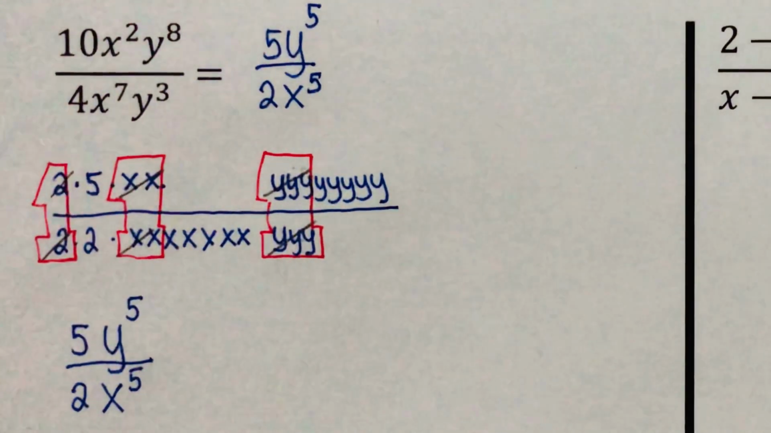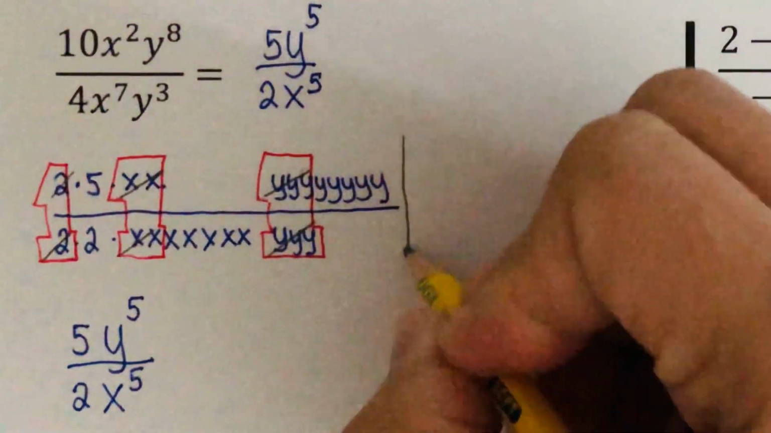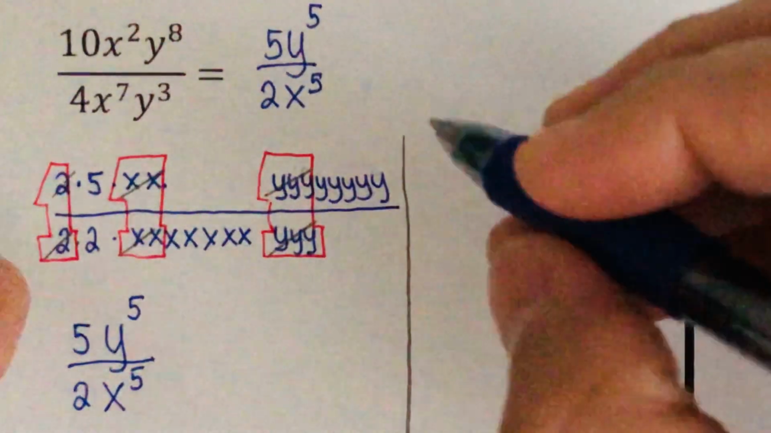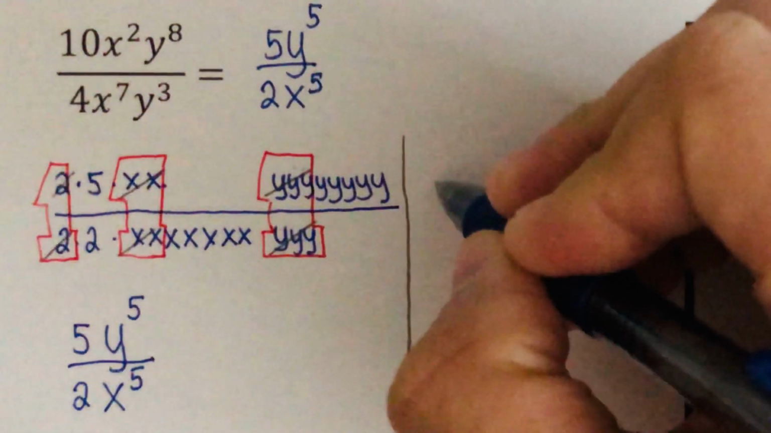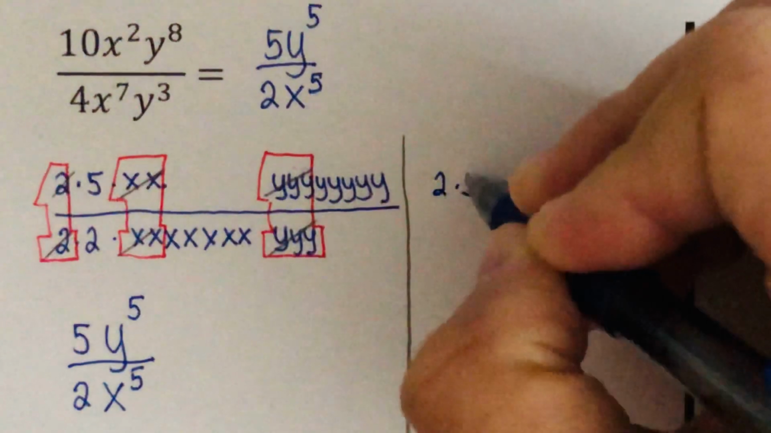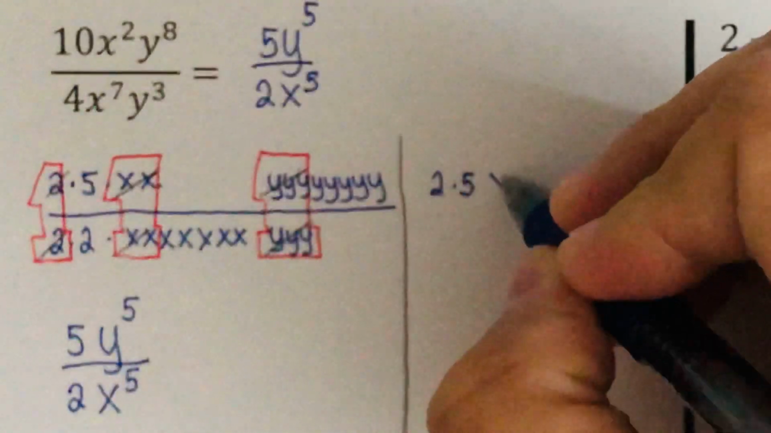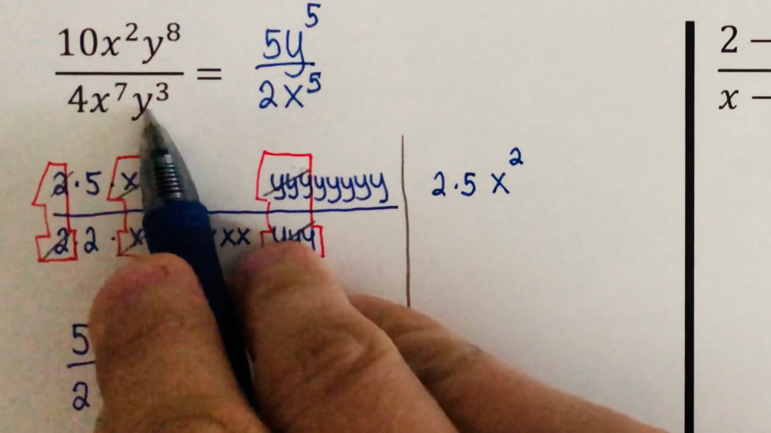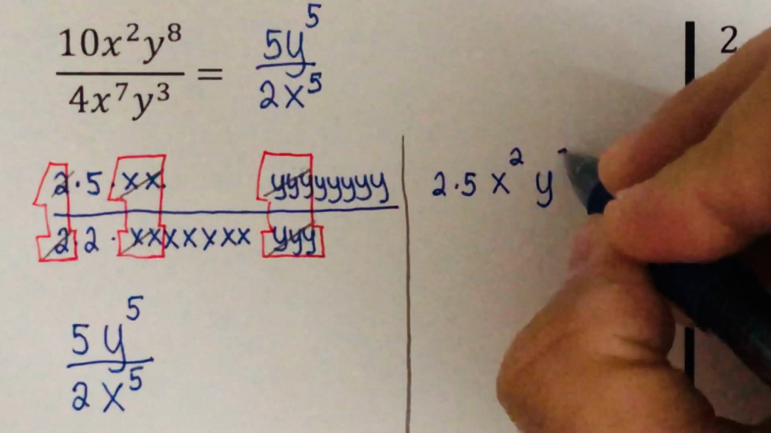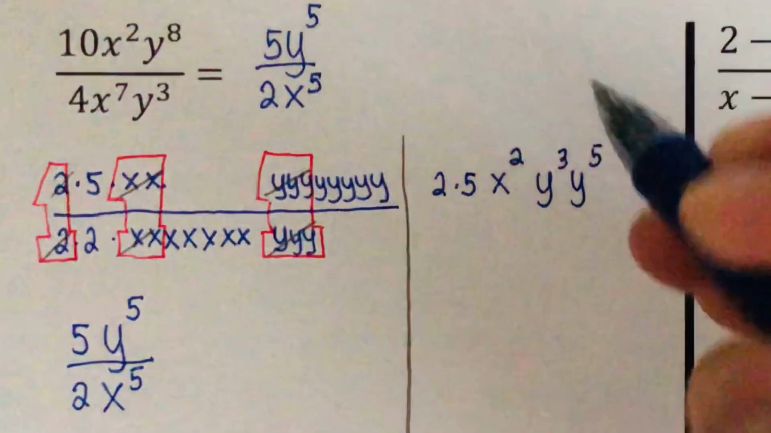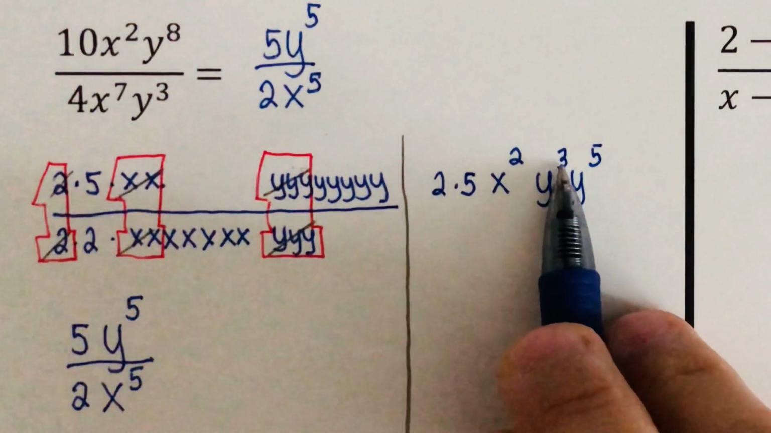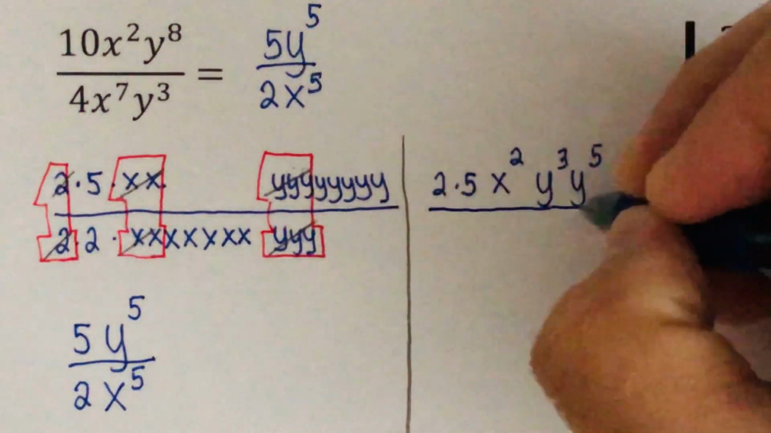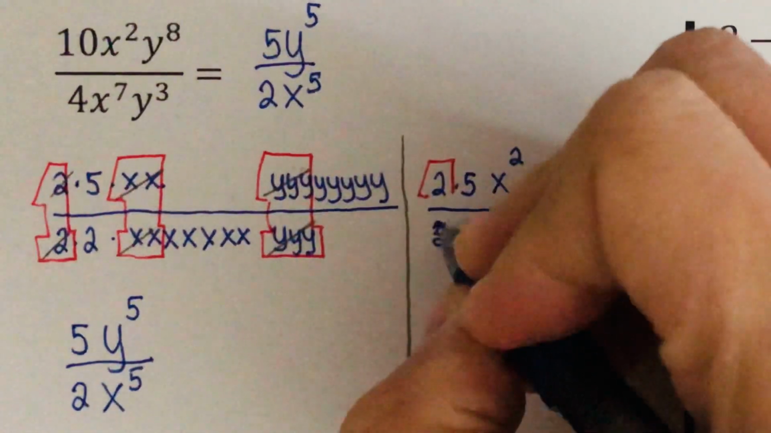Now, there is another way to do this using the properties of exponents. We can actually write out pretty much the same thing. So I factor out the 10. So that would be 2 times 5. And then I write x squared. And then for the y, I will have to make the y even with the bottom. So I can say y to the 3rd and y to the 5th. The reason why I split this into 3 and 5 is so that I can cross out the y to the 3rd at the bottom. So I can go ahead and say that I can rewrite the bottom.